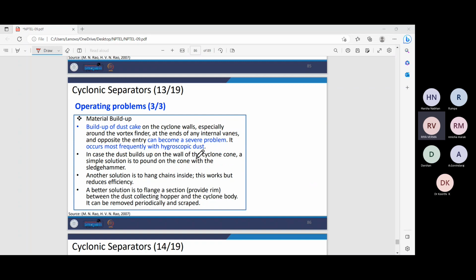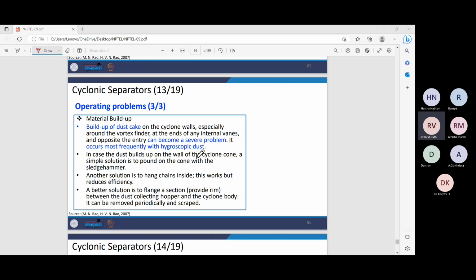Then we have material buildup. So buildup of dust cake on the cyclone walls, especially around the vortex finders, at the ends of any internal vanes and opposite the entry, can become a severe problem. It occurs most frequently with hygroscopic dust because this can get attached to the moisture, and then it can get collected onto the surface of the hopper or the inlet chamber.